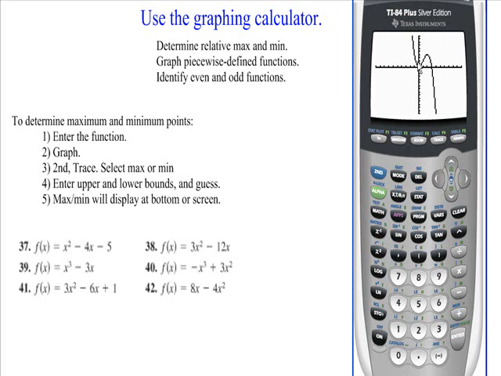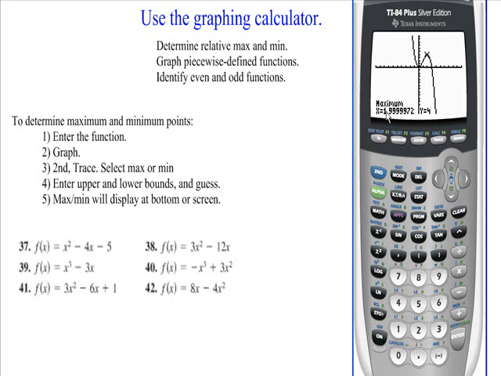So let me just do the maximum since we just illustrated the minimum on the last example. To find out what that maximum point is, I would press second, trace, and now choose maximum. I need to be somewhere to the left of this point, which I am with the point that's actually displayed there, so I can press enter. And now I need to move to the right of that peak and press enter. Now guess, move somewhere between those two marks and press enter.